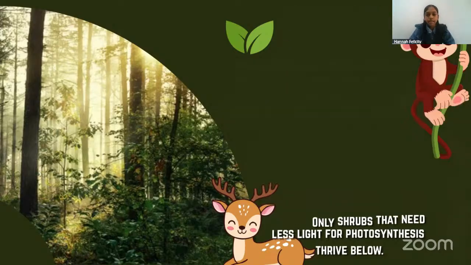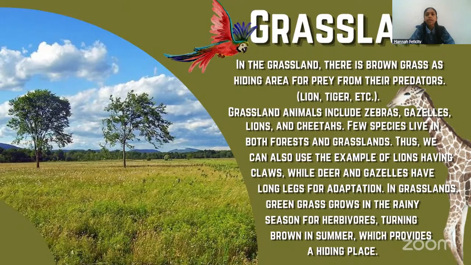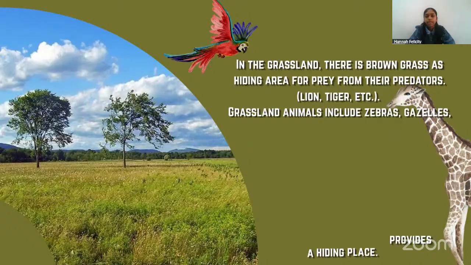Our second topic is grassland. In the grassland, there is brown grass as a hiding area for prey from their predators, like lion, tiger, etc. Grassland animals include zebras, gazelles, lions, and cheetahs. Few species live both in forests and grasslands. Thus, we can also use the example of lions having claws while deer and gazelles have long legs for adaptation. Example: in the grassland, green grass grows in the rainy season for herbivores, turning brown in summer, which provides a hiding place.